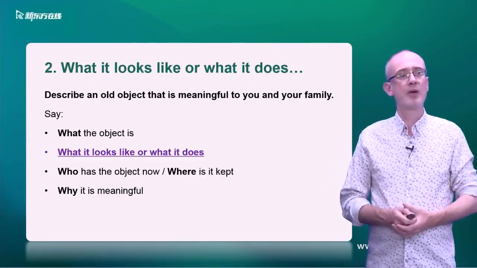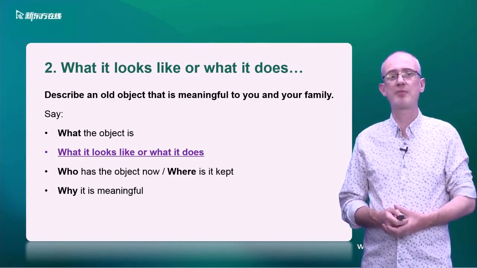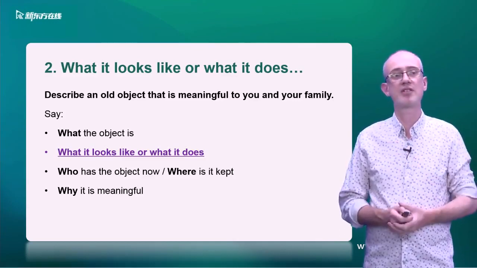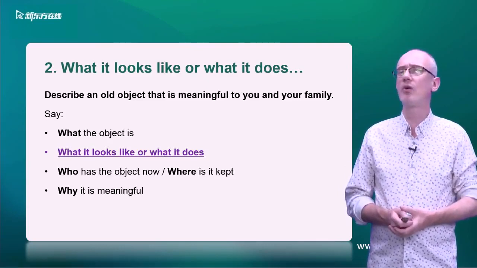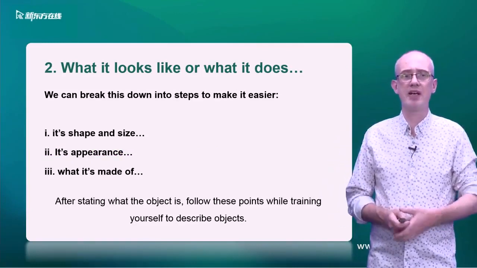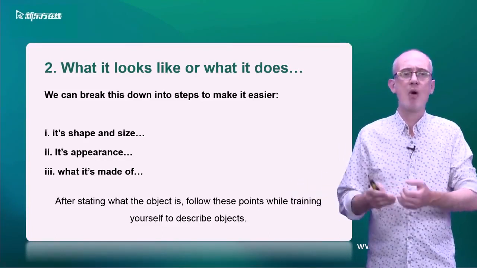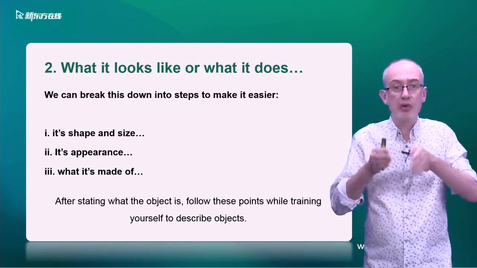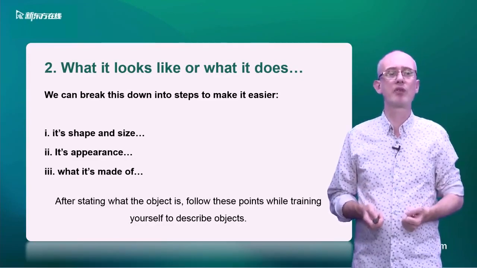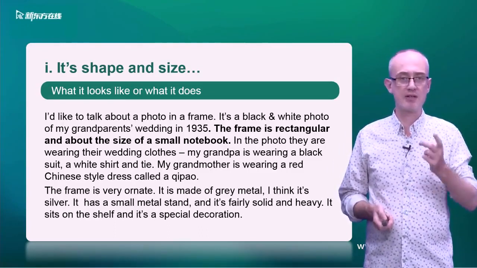Okay, let's move on. So, 2, what it looks like or what it does. So, describing an object that's meaningful to you and your family, we talk about what the object is, following the steps I've just suggested, and what it looks like or what it does. Okay, we can break this down into steps as well to make it easier. Its shape and size, its appearance, other characteristics, what it's made of, as I mentioned earlier. We're drilling down now. After stating what the object is, we follow these points while training yourself to describe objects. So, let's look at the next sentence in bold.